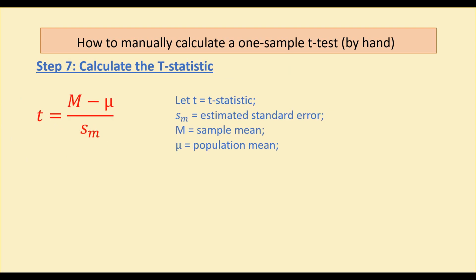Now step 7, which is now approaching the final part of our t-test, is to calculate the actual t-statistic. The t-statistic is, once again, just a plug-and-play formula. You'll have the mean for your sample, which is represented by the larger M, and then you'll have the mean for whatever group you are comparing to, which would be the population mean. You're just going to subtract the two and then divide by the estimated standard error, which you calculated in step 6.